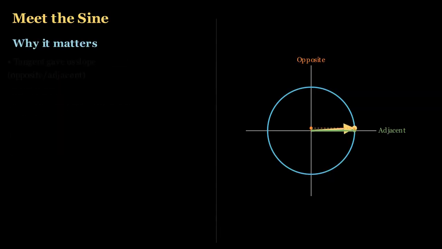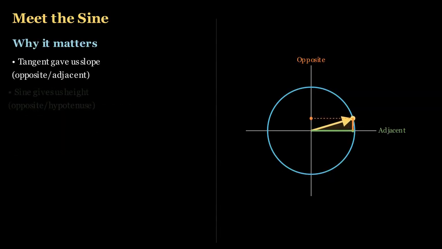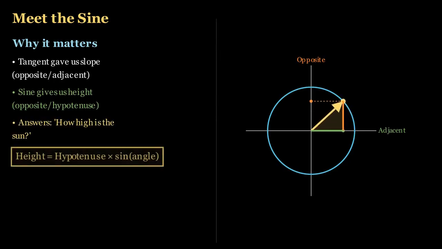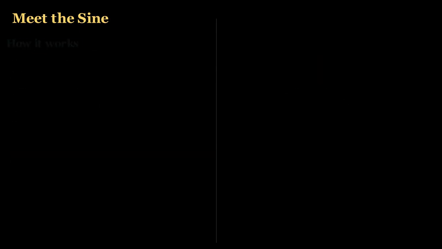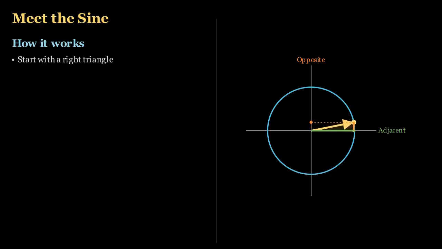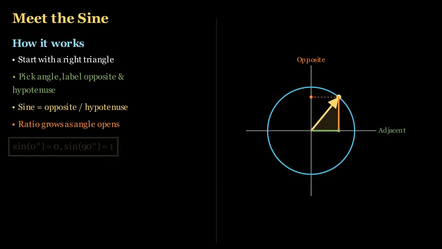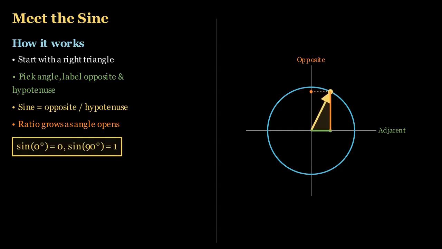You already know the tangent ratio helps find a slope. But what if you know the length of your sightline to the top of a tree, and you want its height? The tangent can't help directly because it uses the adjacent side. We start with our right triangle. Pick an angle. The side across from it is the opposite, and the longest side is the hypotenuse. The sine is simply the length of the opposite side divided by the hypotenuse.